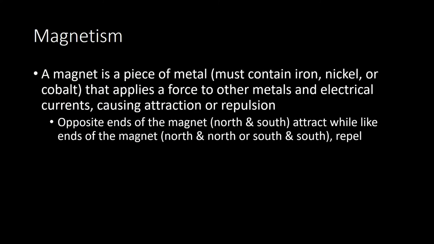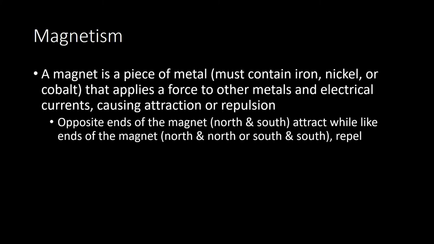So now I'm going to look at magnetism. A magnet is a piece of metal that applies a force to other metals and electrical currents, causing attraction or repulsion. Magnets always contain either iron, nickel, cobalt, or some combination of the three. Those are the three metals that are naturally magnetic.